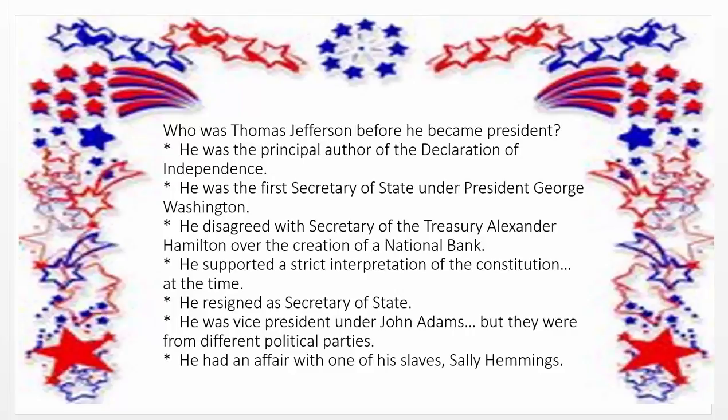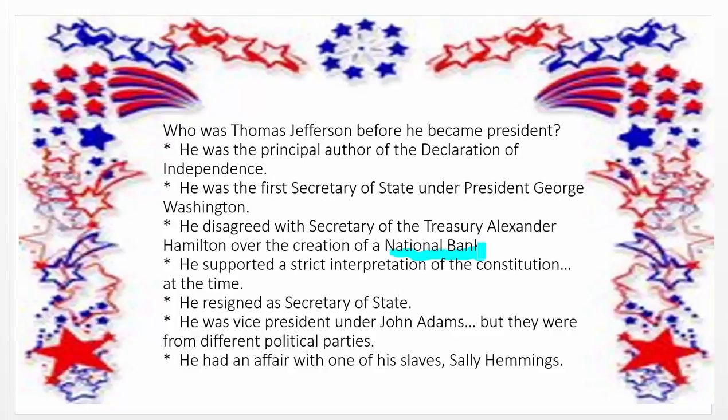However, he had a major disagreement with the Secretary of the Treasury, whose name was Alexander Hamilton, who you might recall I've mentioned on numerous occasions that there is the hottest play on Broadway named Hamilton. And their big disagreement was over the creation of the National Bank.